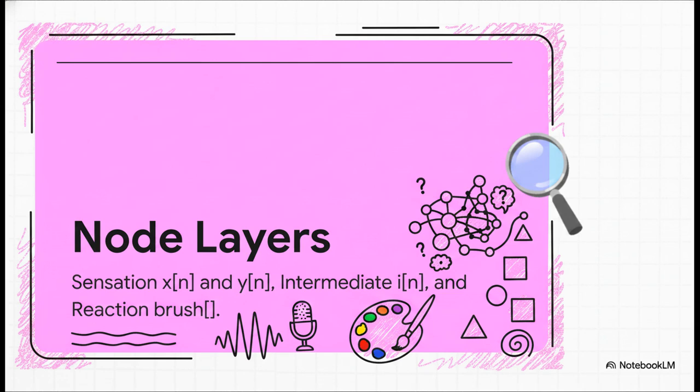To get a tiny bit more technical but not too crazy, the sensation layer uses simple arrays like XN and YN to listen to audio features and AI classifications. The intermediate layer, or IN, is basically your imagination connecting those data points, and the reaction layer, that's your brush actually hitting the screen, creating the shapes and colors you define.